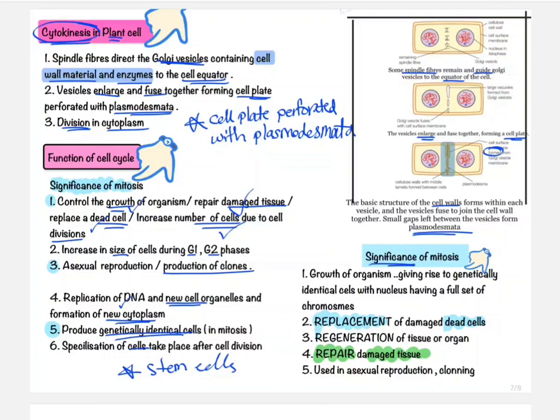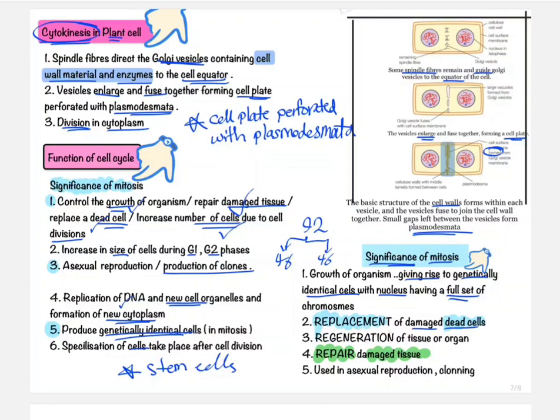What is the significance of mitosis? There are some points here too. Of course, the growth of an organism, giving rise to genetically identical cells with a nucleus having a full set of chromosomes. It's not missing. As we said, 92; when we divide them, we get 46. It's the same human species, or else we're going to turn into fleas or fish or whatever.